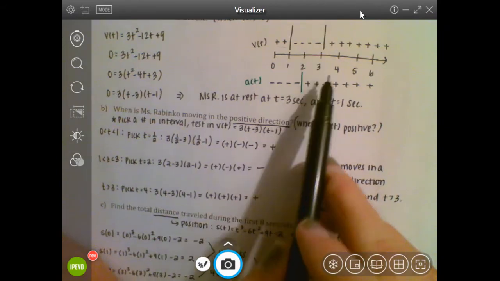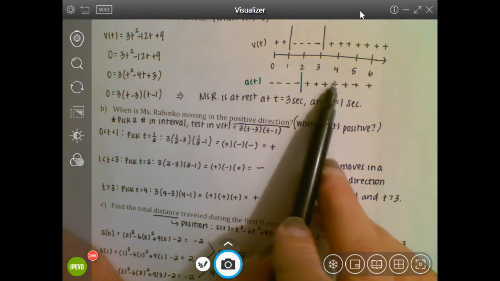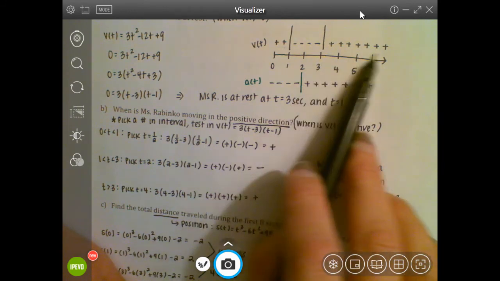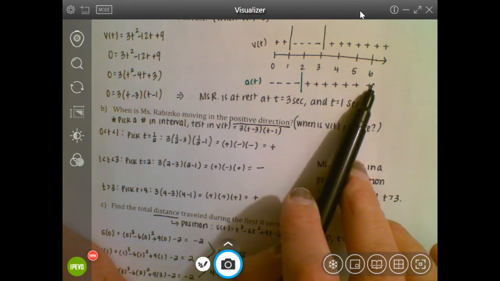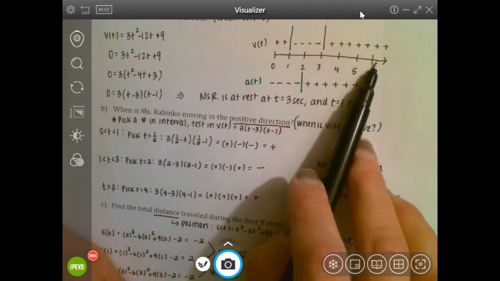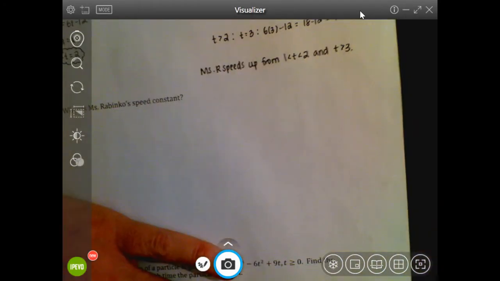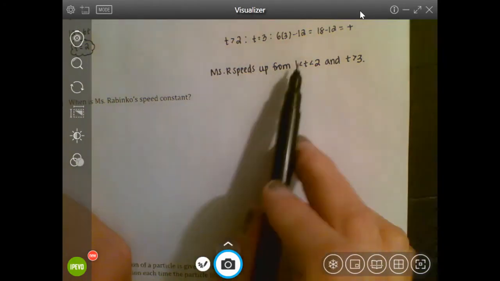And if we go back and look at our next chunks, 3 to 4, velocity is positive, acceleration's also positive, and everything actually greater than that is also going to be positive. So same signs, anything greater than 3, we are also speeding. And I know that I'm speeding up because the signs in these intervals are the same for velocity and acceleration.